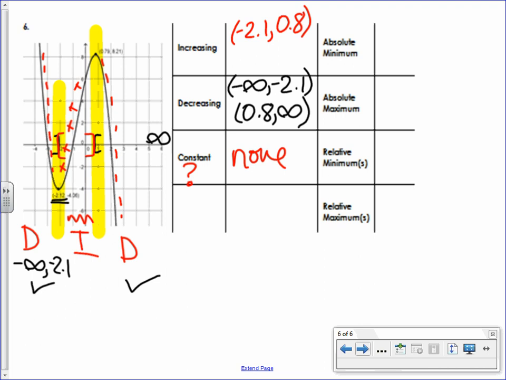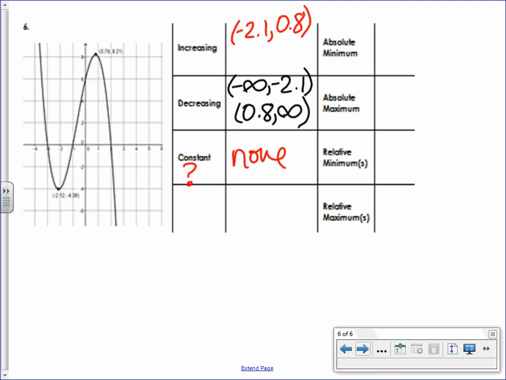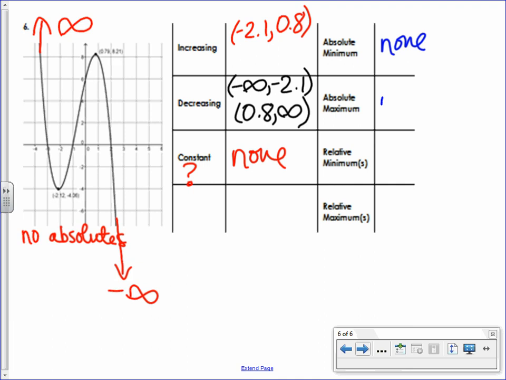Okay. Now, if we start looking at the ends of this graph so that we can see if we're talking about infinities or not. Looking at my ends, this graph keeps going up into positive infinity. This end goes down to negative infinity. So I've got positive infinity and negative infinity. If we're talking about infinities in both directions, then I know that I've got no absolutes. Okay, so I know I've got no absolutes. Go ahead and write that down. None and none.